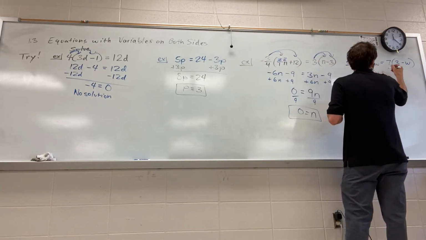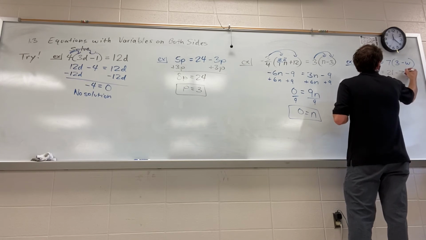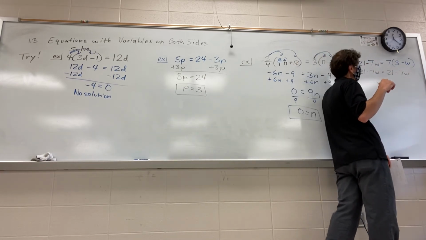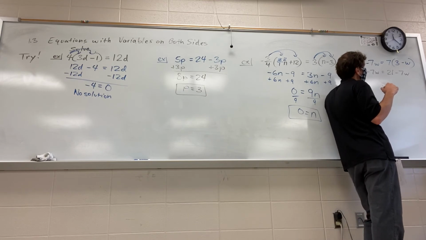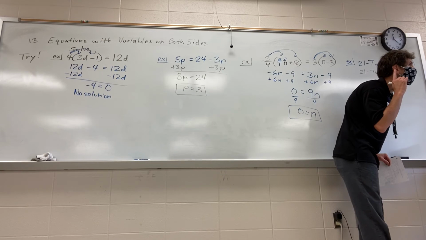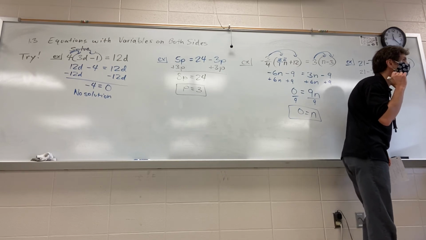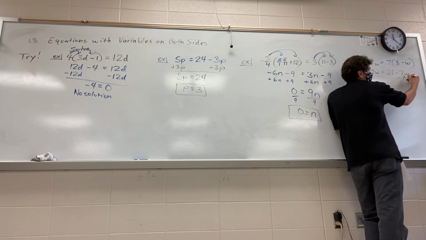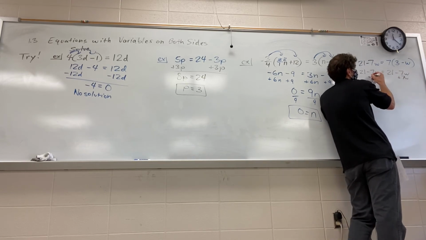21 take away 7w equals 21 take away 7w. And what's going to happen? Wait, is that many answers? Many solutions? Yeah. So infinite. You can add 7w to both sides. Yep. So one way to do this is to go ahead and just add the 7w.